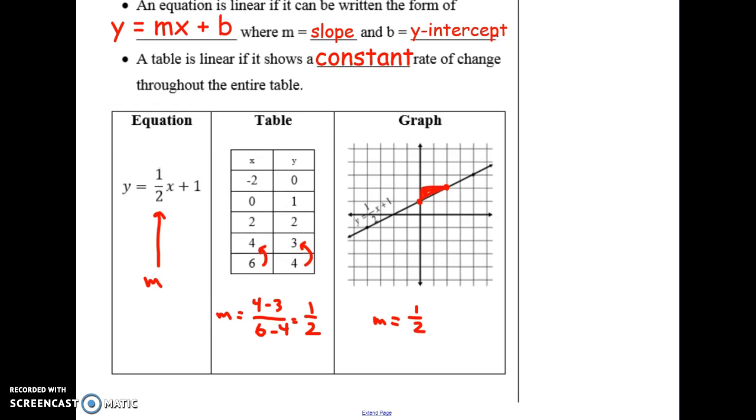So the deal is you're looking to see if it forms a straight line, or you're looking to see if it's in this format, y equals mx plus b. Tables are a little trickier, but still, I think we can find constant rates. Any issues with linear functions?